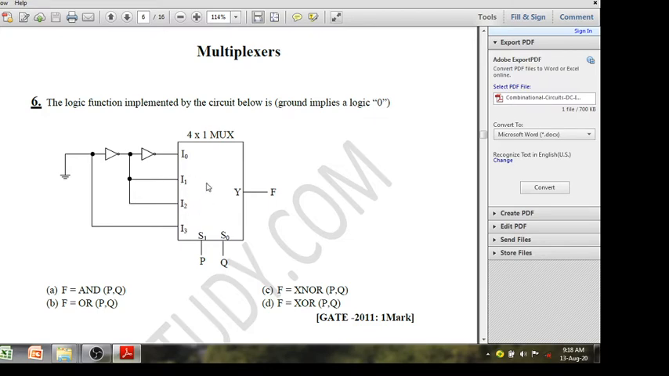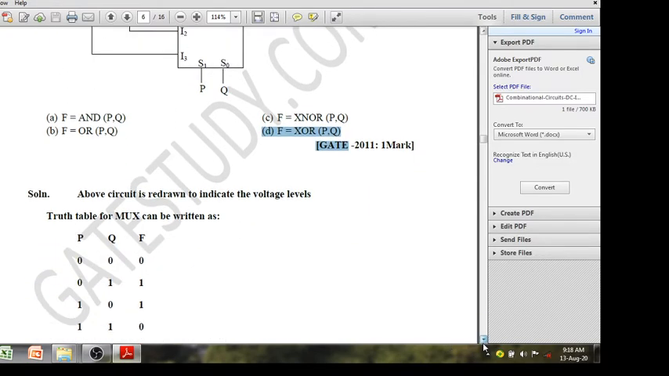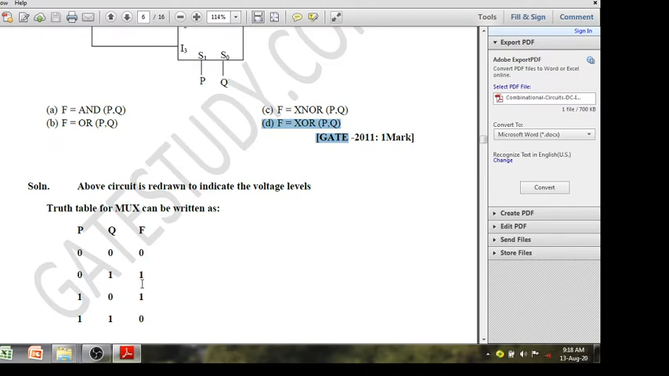You know the truth table of 0, 1, 1, 0. This is XOR gate. So the answer is D option. Okay, this is your answer, XOR. This is the solution of it, given 0, 1, 1, 0.